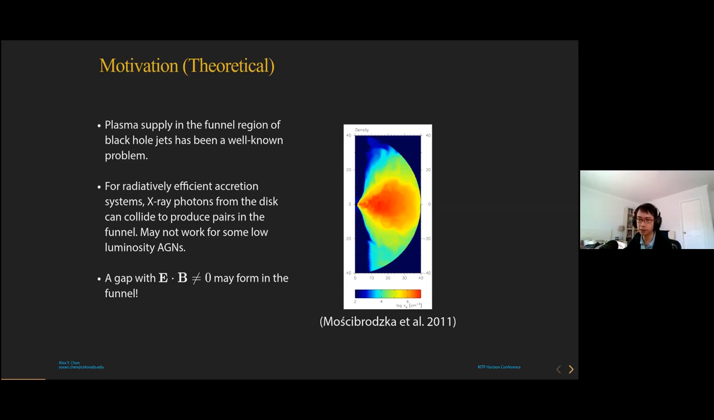And the gap, basically what it does is that it induces a parallel electric field, and a parallel electric field is the most efficient way to accelerate particles. And the particles accelerated will emit gamma ray radiation, and that radiation can convert to pairs.